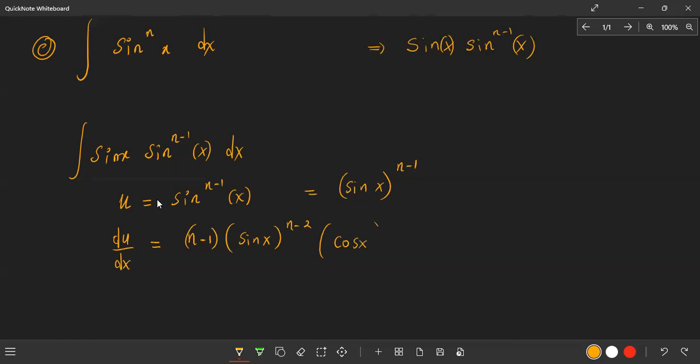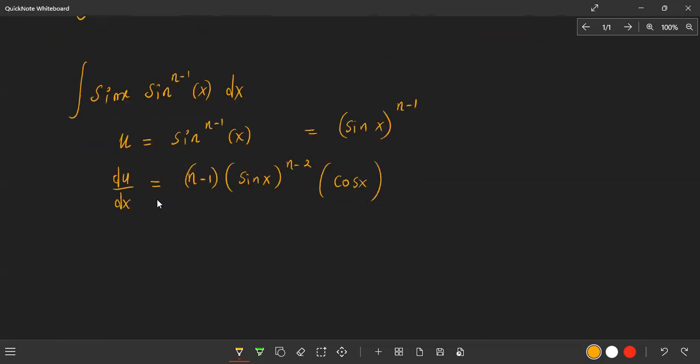From this you can make du the subject, just like we have done before. So du is equal to n minus 1, sine n minus 2, and then cos x, and then dx. So we have found our du.